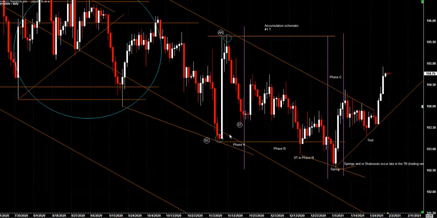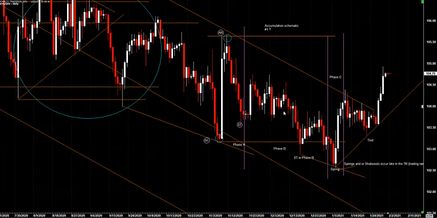We have phase A, which marks, again, our secondary test of that support low. It doesn't have to test it on the number. This is fine. This is exactly what it does. And then it resumes and goes back in and starts to find that balance where price starts to move around and filling out sideways, this consolidation phase.